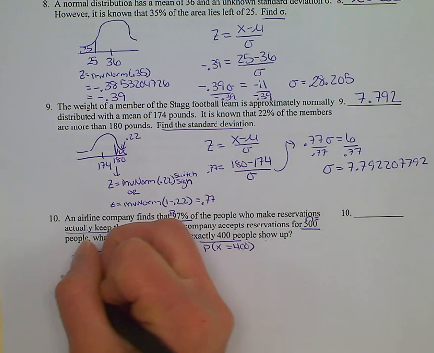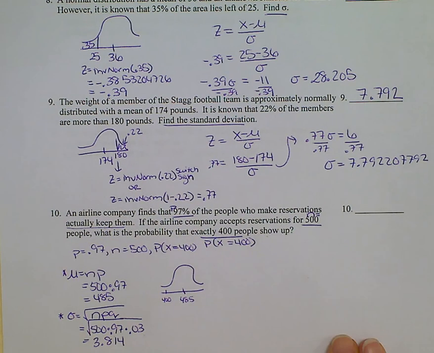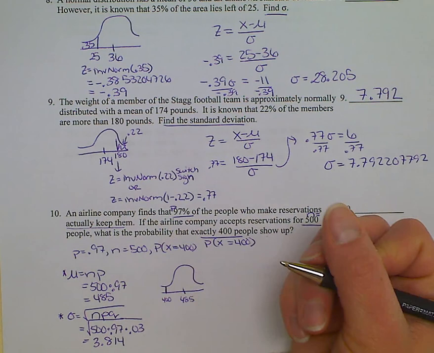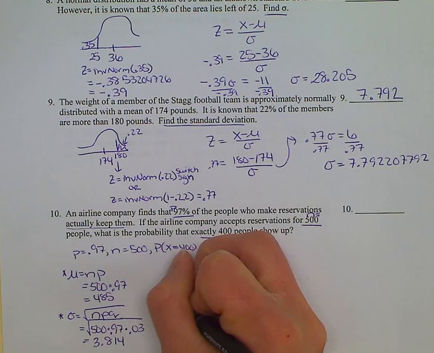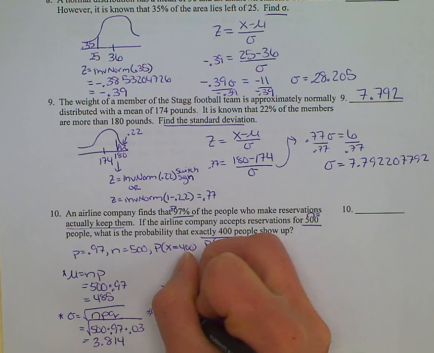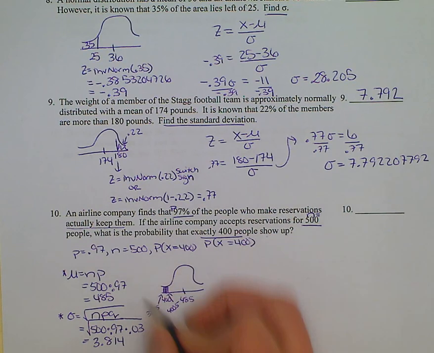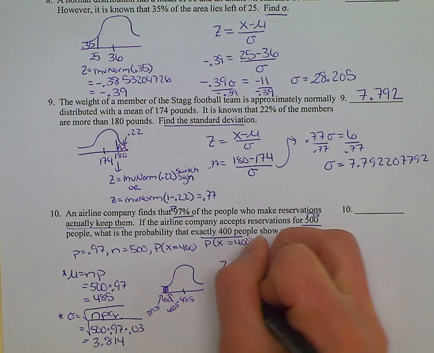So we calculated our mean and we calculated our standard deviation, which means we have to change x by 0.5. Well, it's an equals. We can't just use 400. Whenever we have an equals in a binomial probability, we change x by 0.5 in both directions. So we're going to change 399.5 and 400.5 to z-scores.